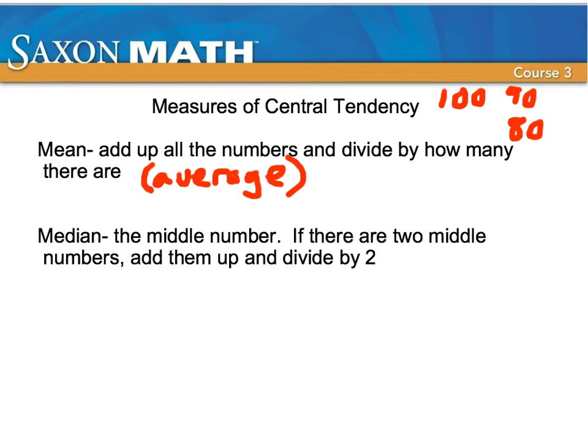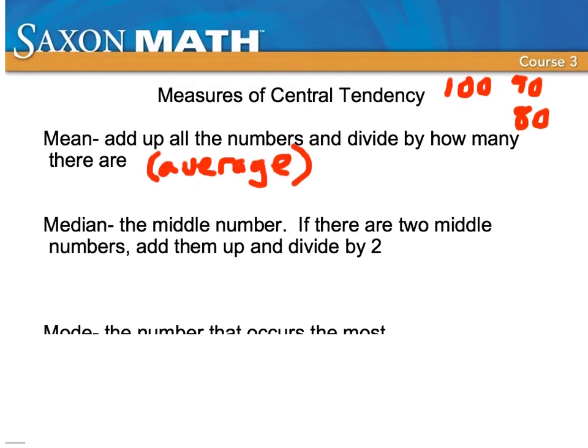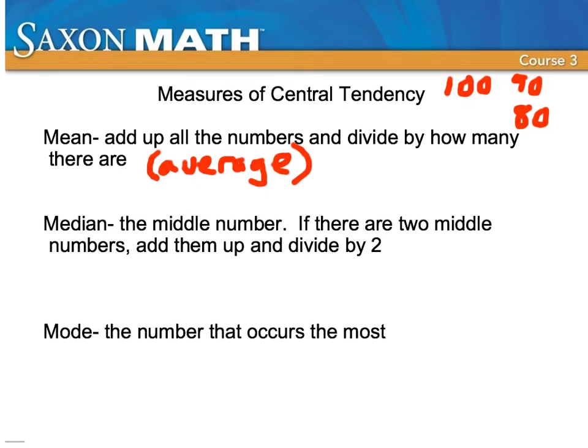Another one you need to know is the median. The median is the middle number. And if there are two middle numbers, then you add them up and divide by 2. So median is just the number in the middle. And if there's two middle numbers, then you have to find the average of those. And then the mode is the number that occurs the most. So the number you see the most often in the set of data.